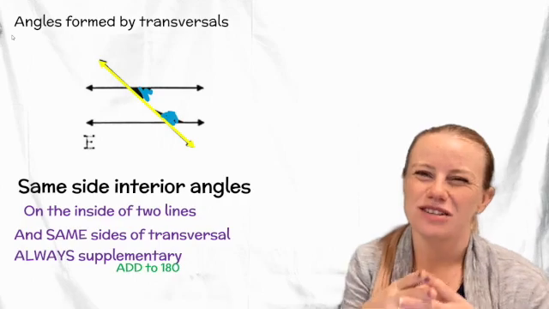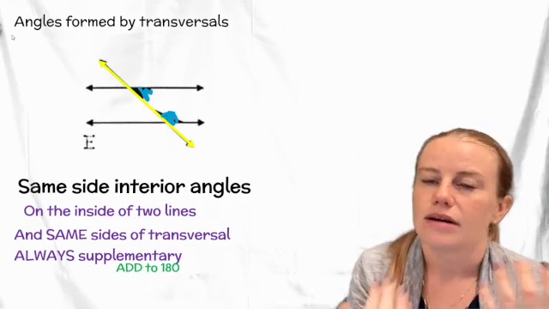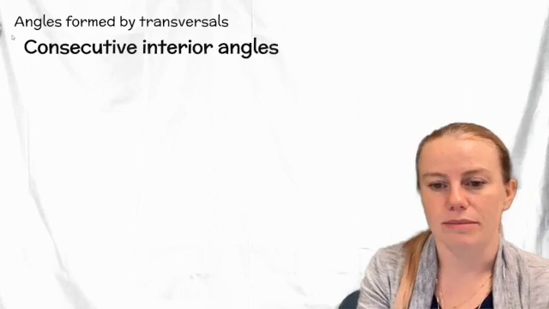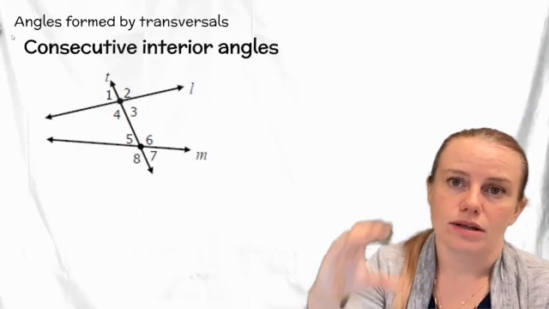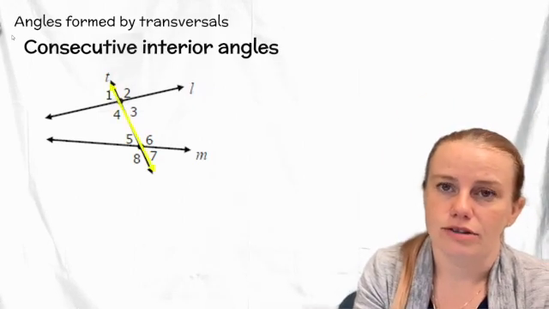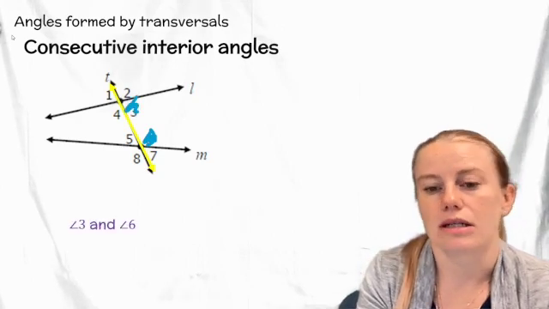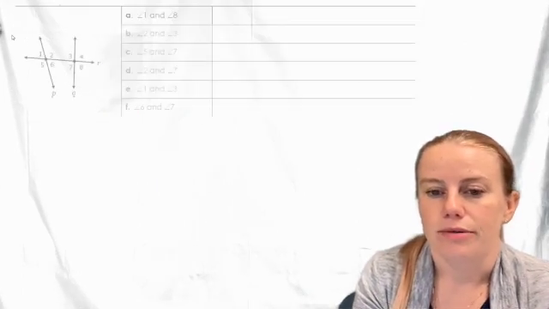So this can also be called same side interior. You might hear that word instead of consecutive. They mean the same exact thing. And going back to our picture up top, which ones are consecutive interior? So we're looking again inside those 2 lines and on the same side of our transversal. Here's 1. Which one is on that same side? Well, that's 3. So 3 and 6 are consecutive interior or same side interior, same word.